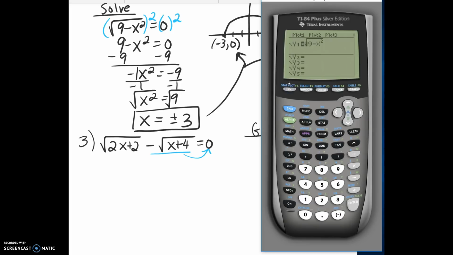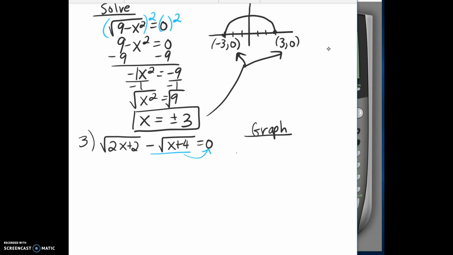So again, we'll go to the calculator, clear this out, hit graph. And just like the first one, it's going through at one of the points, and it looks like it's going through 2, 0 again. So we'll do a quick sketch. The only difference is this one starts a little further back.